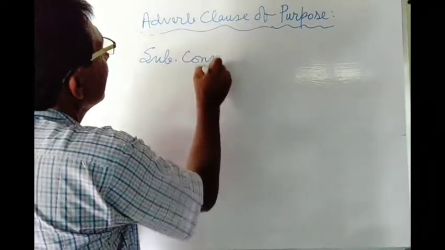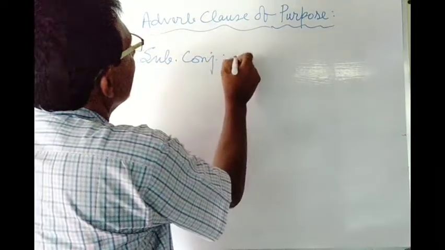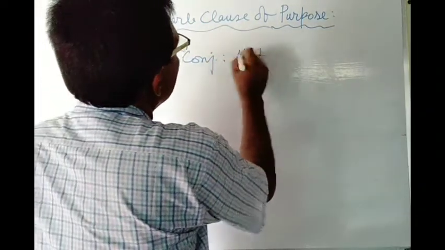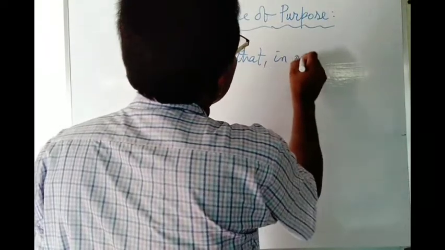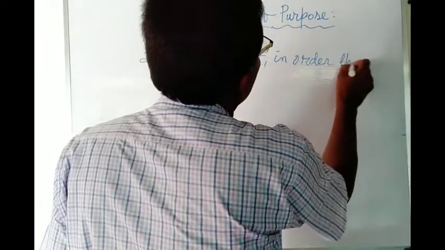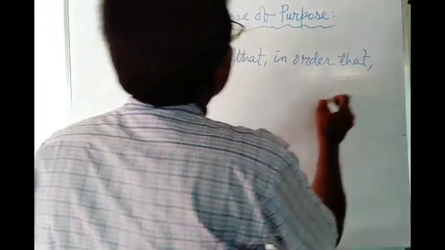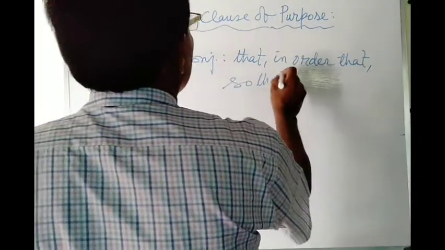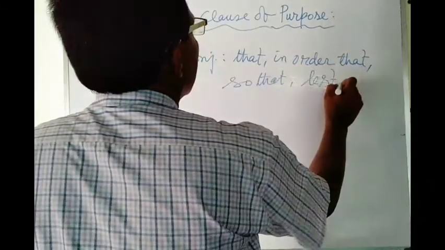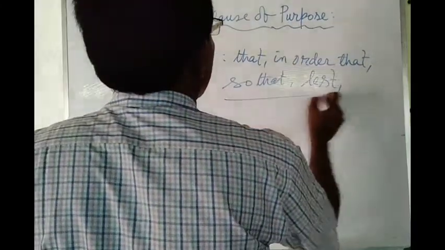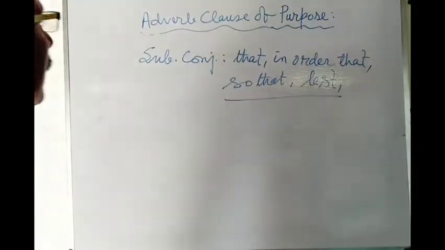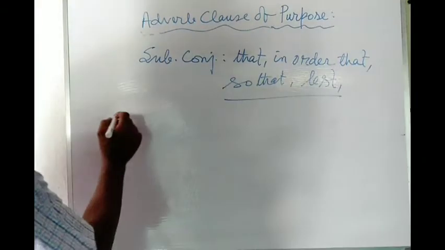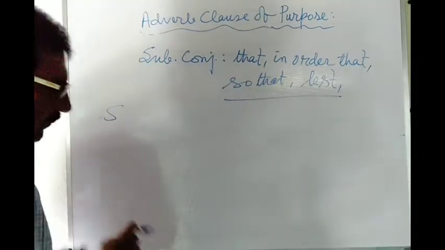Subordinating conjunctions: that, in order that, so that, lest. Now see the examples.